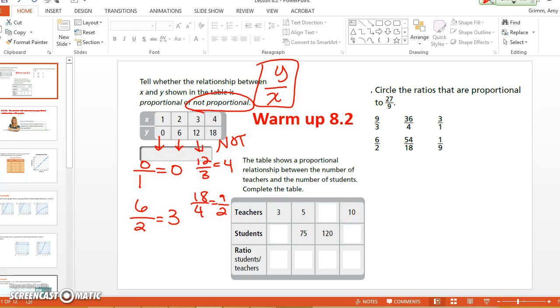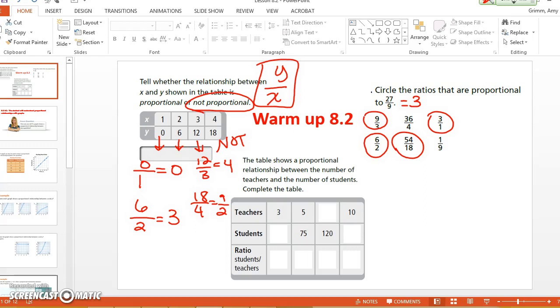Yes. Sometimes during class we can show our averages. Yes, I got that on number 3. Yep. Oh, number 3. All right. Circle the ratios that are proportional. So 27 over 9 would reduce to 3. So basically, as you look through those, you want all of the ones that would reduce to 3. 9 over 3, 6 over 2, 3 over 1, 54 over 18. All of those would have the same thing.